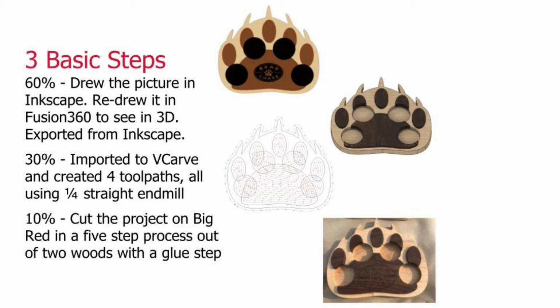So I went back to VCarve, imported the Inkscape drawing, and created 4 toolpaths, all using a 1/4-inch end mill. A couple to cut the individual darker wood pieces out, a couple to cut the recesses out where the dark wood would be glued into, and then a couple to actually cut the whole project out and create the bear paw itself. So in this case, 10% of the time spent waiting for the project to cut might have been a little short. There could be a little bit higher percentage there, but in terms of actually setting the material down, hitting go, even less than 10% of the whole project.